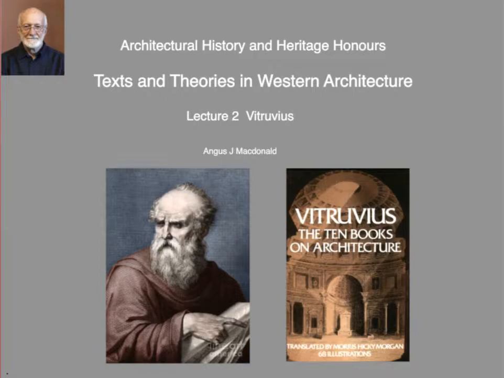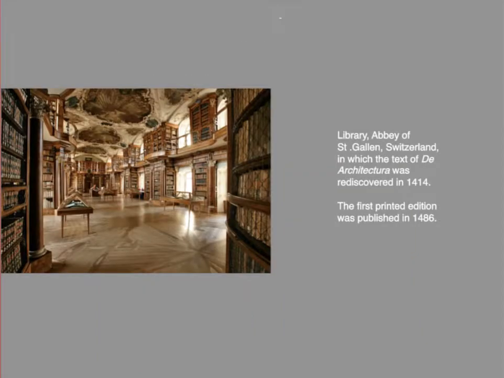A copy of the manuscript was discovered in the library of St. Gallen Abbey in Switzerland in 1414, and our knowledge of Vitruvius comes entirely from this. It contained no illustrations, so none of the illustrations in subsequent editions is original.